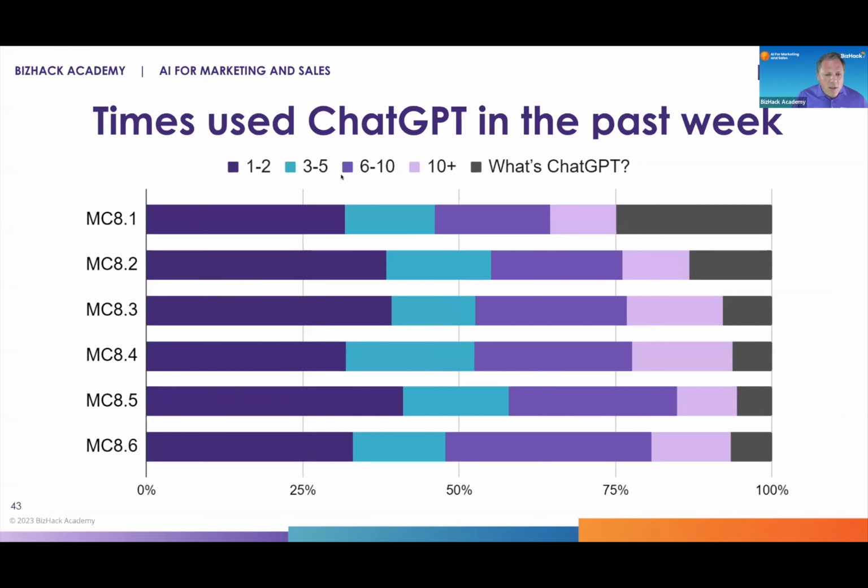What we're also seeing is that you're increasing the frequency of usage. That 10+ category, the light purple, and the 6 to 10, the darker purple, has really grown a lot, to the point where more than half of you are now using ChatGPT 6+ times a week.